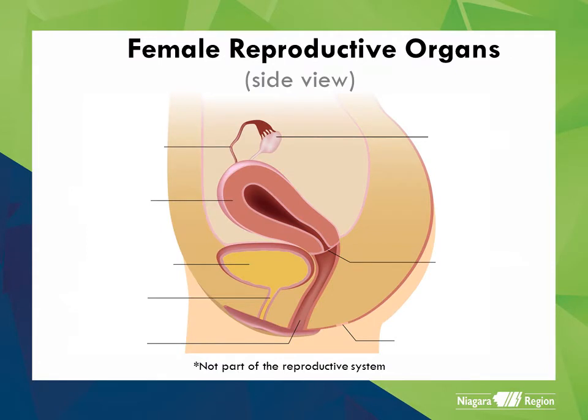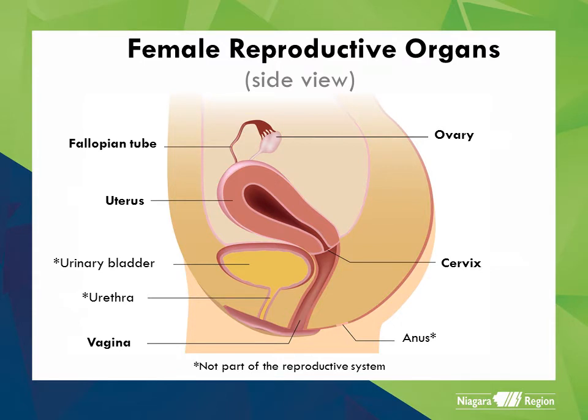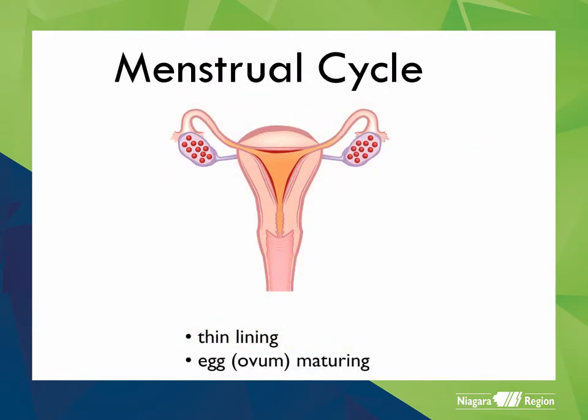This is the side view of the female reproductive organs. You can see the ovary, this is the fallopian tube, this is the uterus, the cervix, the opening of the uterus, the vagina, the birth canal, the urinary bladder and its opening to the outside, the urethra, and the anus.